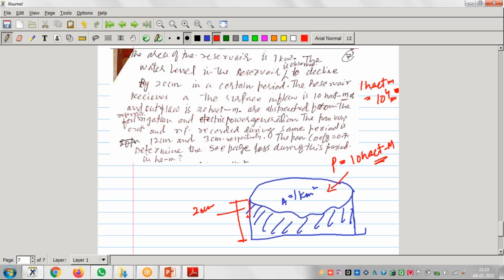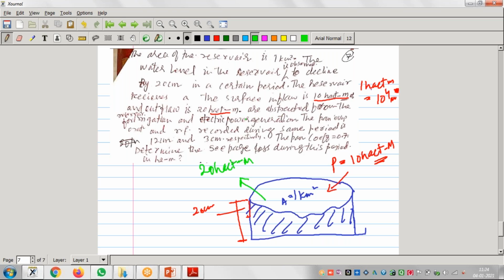Anyway, you remember this. What is being said is that the reservoir receives a surface inflow of 10 hectare meter, and the outflow is 20 hectare meter. This is the inflow, and something is saying that outflow is also there. How much? That outflow is 20 hectare meter, right?